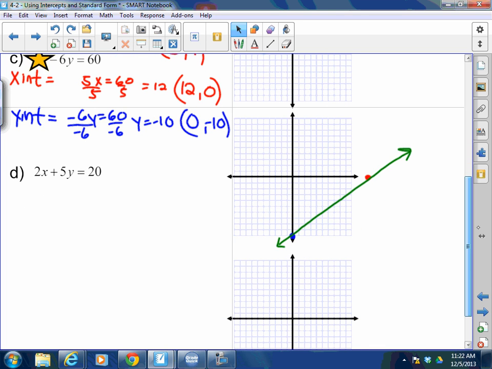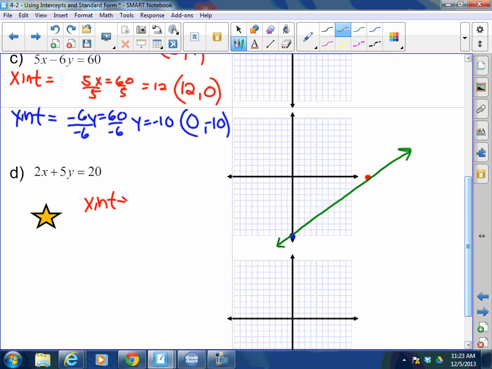All right. Let's see how we would do this one by crossing out again. Okay? Let's try to do this one really without a lot of work. I want to find my x-intercept. So when I find my x-intercept, what am I making 0? Y. So I cross out the y. What does x equal? 10. So what's my x-intercept? 10 comma 0 because I made the y 0.